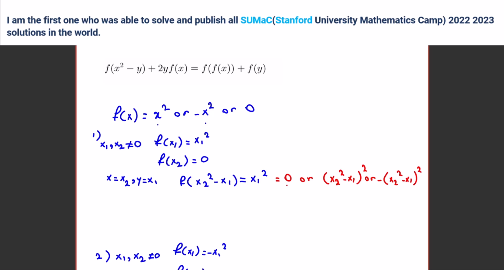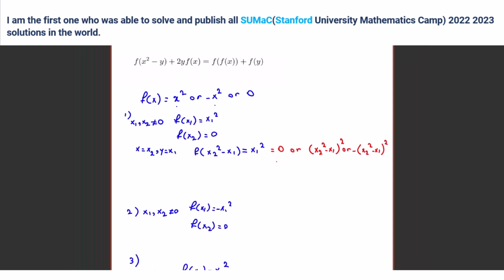Is 0 possible or not? No, not possible, because x1 squared, exactly. X1 is a positive number, we said, not 0. Now let's check this one. x1 squared is equal to x2 to the 4 plus x1 squared minus 2x2 squared x1, right? Now here we can cancel, 0 is equal to x2 squared minus 2x1, right? We know x2 is not 0, so we can conclude x1 is x2 squared over 2, right?